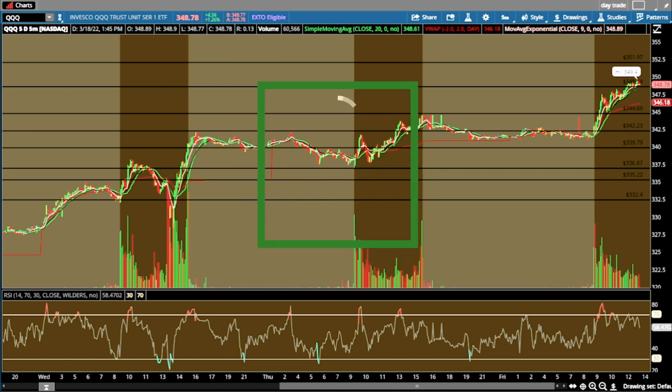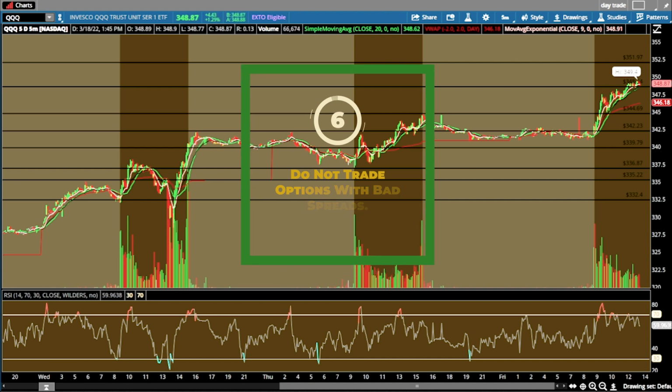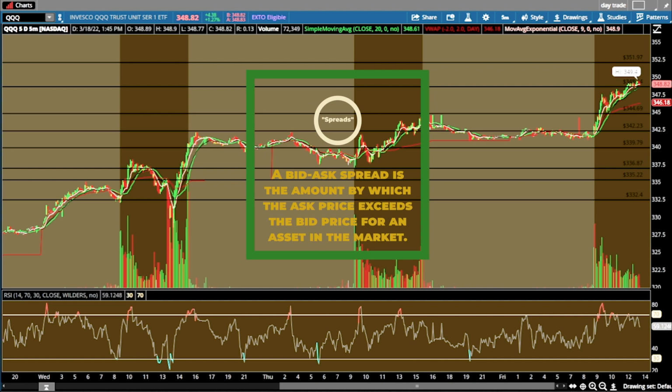I do not trade options that have really bad spreads. I don't try to force a trade and hope that it'll go good. Because when they have bad spreads, what happens? We're going to open in the red.